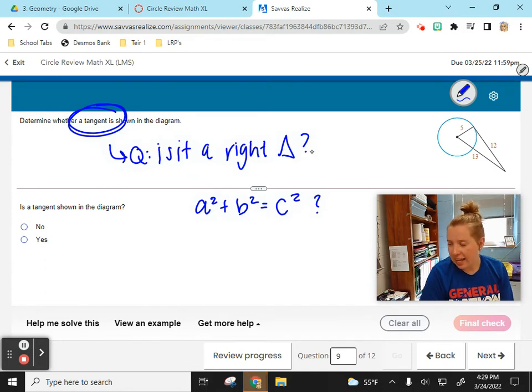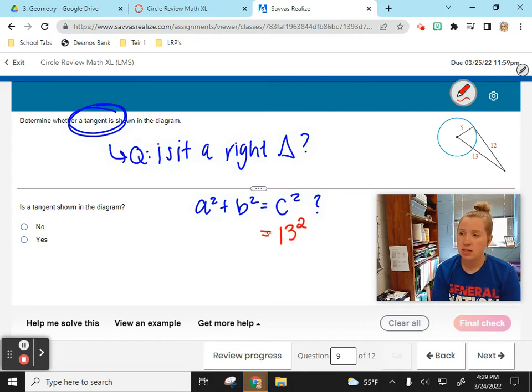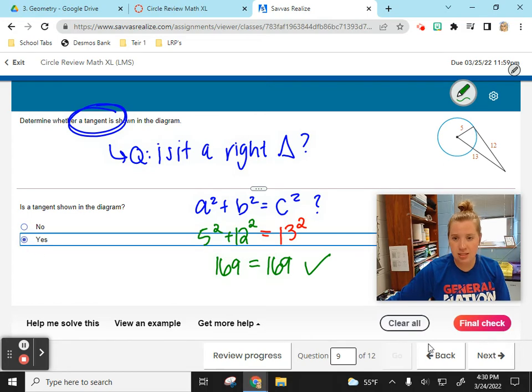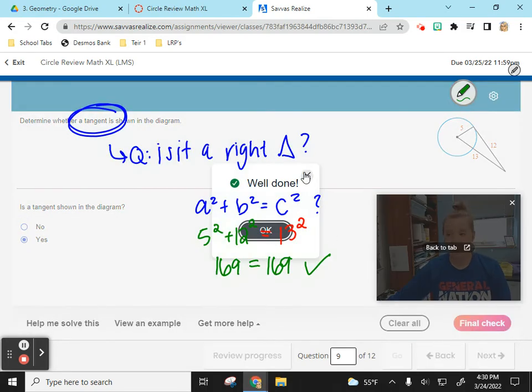So the diagonal, the slanted line, or the biggest number is always c. That's 13 squared. My 5 and 12, I'm going to plug in for b and a. 5 squared is 25 plus 12 squared is 169. 13 squared is 169, which is true. So is the line tangent? Our answer is yes.